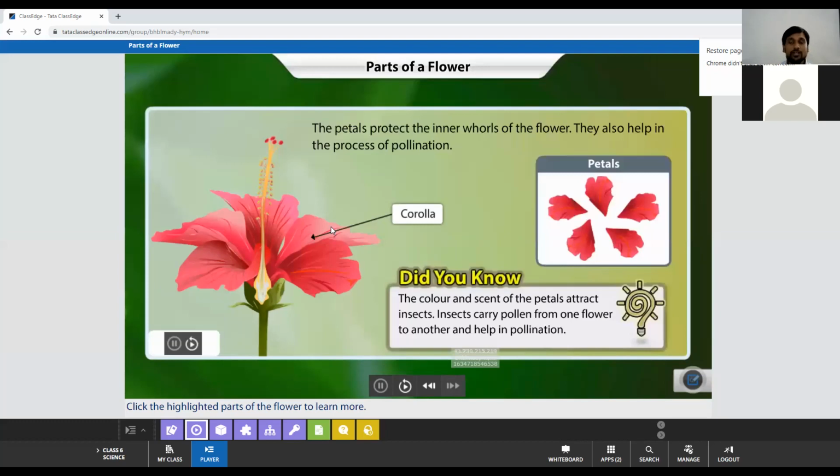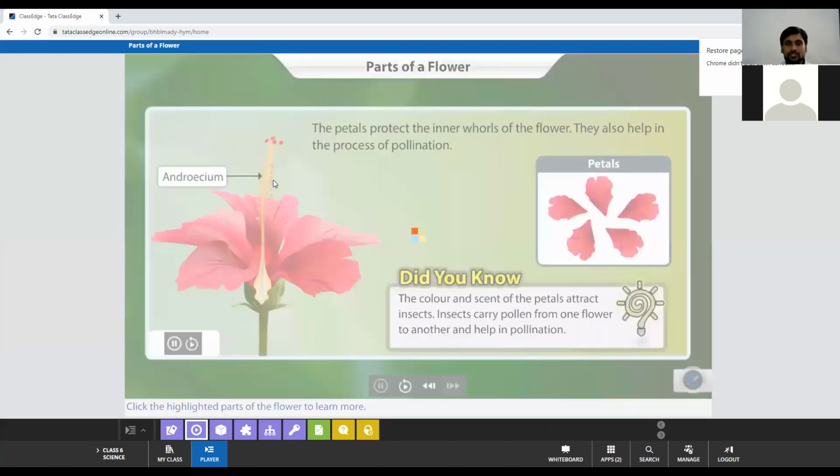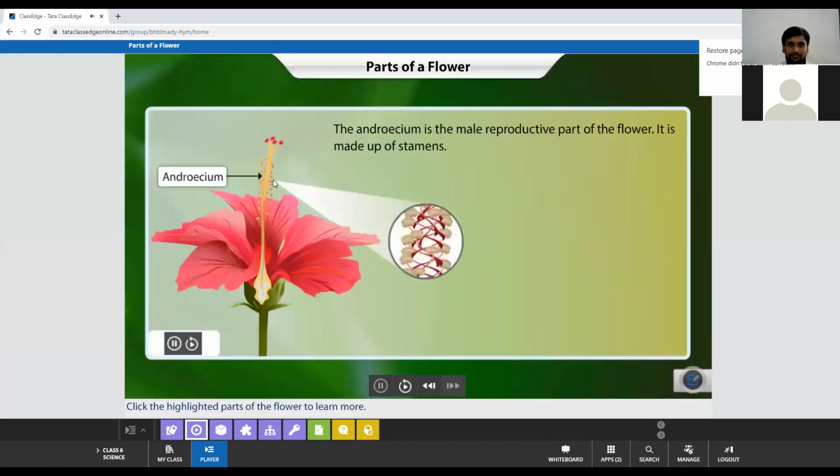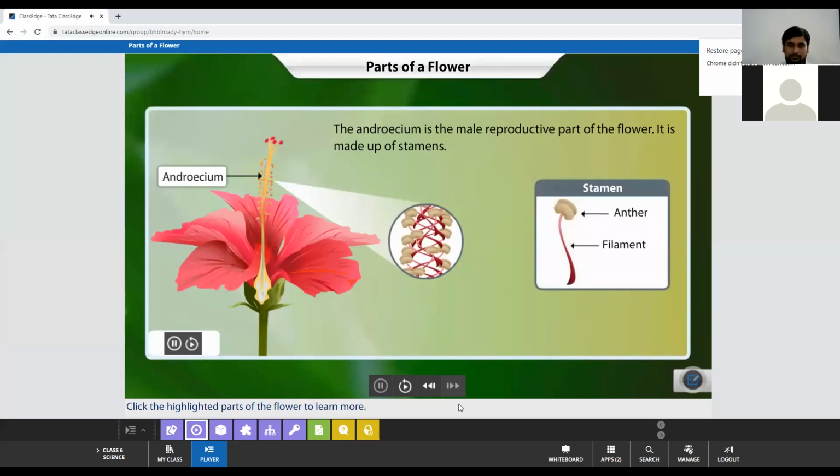So this is about the second whorl. Now we'll go to the third whorl, that is called androecium. Androecium is the male reproductive part of the flower. It is made up of units called stamens. Take a closer look at the parts of a stamen, a filament, and anthers containing pollen. Yes, guys. So we discussed the third whorl, called androecium, which is the male reproductive part of a flower, which is also called a stamen.